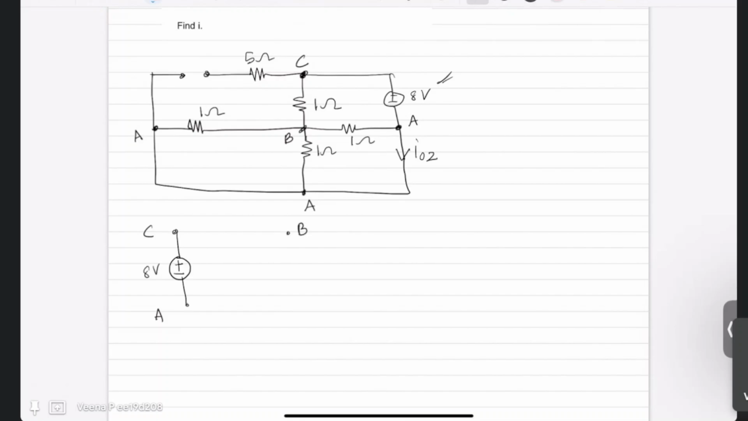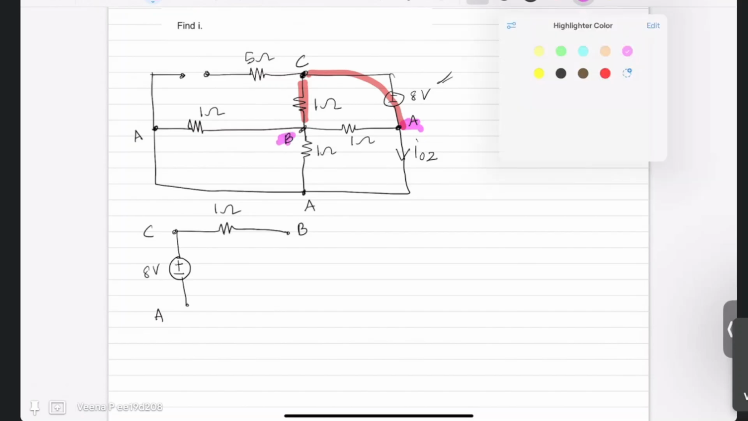Now I have drawn this part. Now I have to draw between A and B and C and B. Between C and B you see 1 ohm. So between B and C there is a 1 ohm. Now between A and B, if you look closely, you have 1 ohm, 1 ohm, another 1 ohm.